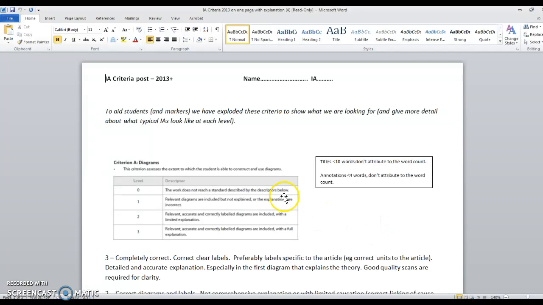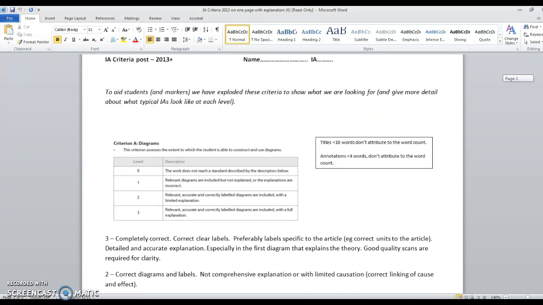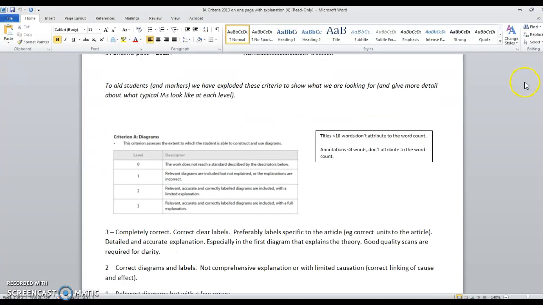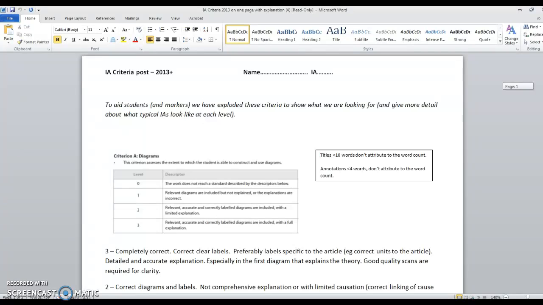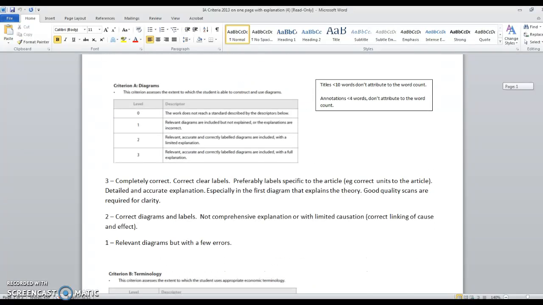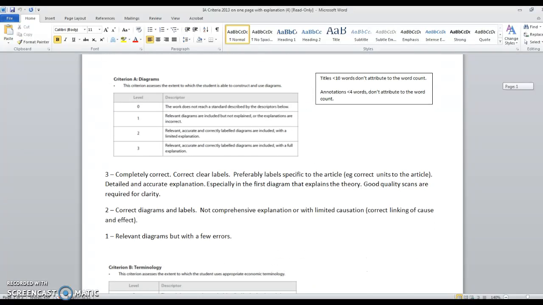So this is an explanation of how the IAs are marked. Mr. Banham, Mr. Gandhi, Mr. Green, and myself have tried to break down these descriptors so you have a better idea of what's expected. First couple of things that we mentioned up here: titles of your diagrams, as long as they're under 10 words, don't count in your word count. And annotations of 4 words or less don't count in your word count.